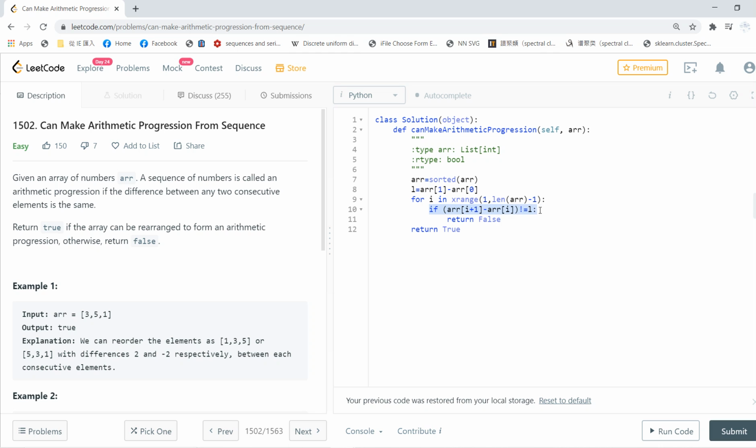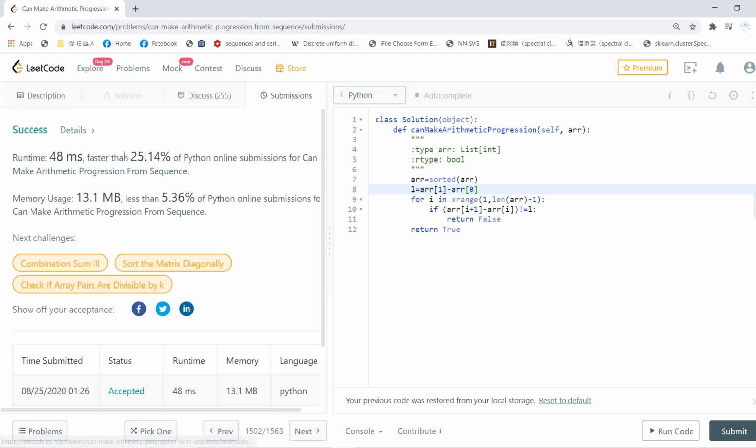So if each difference is the same as our original difference, then this is the common difference, and this is an arithmetic progression. Otherwise, it's not an arithmetic progression. So very straightforward, and I can get the answer.